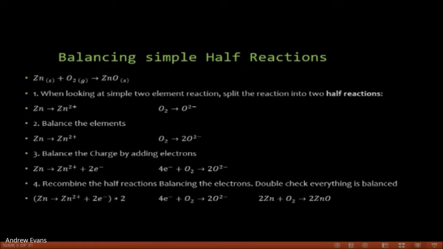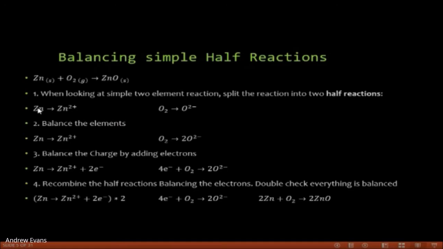Now, when we look at a simple two-element reaction, we can split it into two half reactions. This is not perfect, but I'm splitting up my zinc oxide into Zn2+ and O2-. This one's obvious. It needs to be balanced, and you don't actually have to do this to balance it. But what we're going to do is split it up.